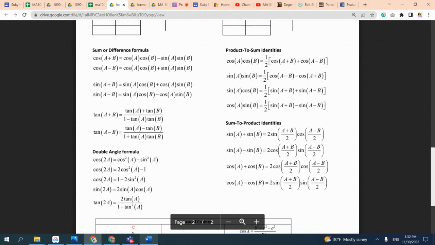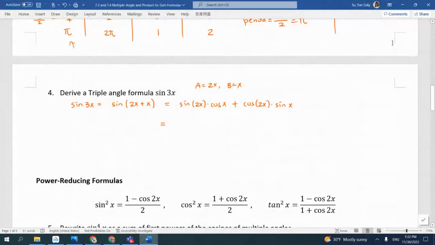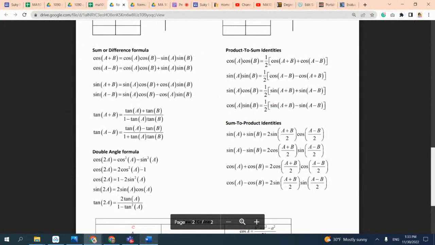Sine 2x is 2 sine x cosine x. So 2 sine x cosine x, this is the sine 2x. And don't forget we have another copy of cosine x. And then cosine 2x. Well, cosine 2x, you have 3 choices. But usually I either use 2 cosine squared minus 1 or the 1 minus 2 sine squared. How about let's use 2 cosine squared minus 1. Yeah? Let's use that.